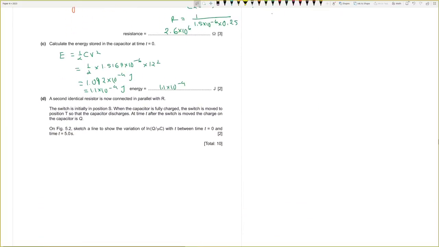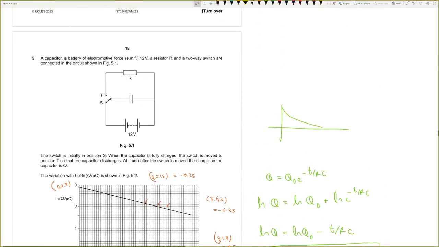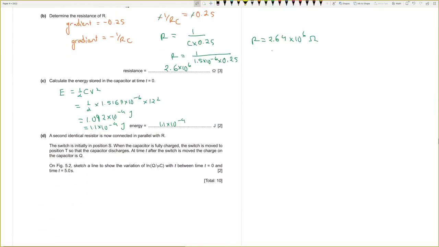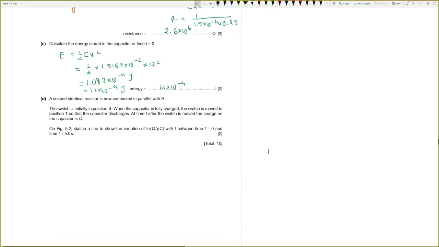A second identical resistor is now connected in parallel with R. Okay, so now we have another resistor which is connected in parallel with R. The switch is initially in position S. When the capacitor is fully charged, the switch is moved to position T so that the capacitor discharges. At time t after the switch is moved, the charge on the capacitor is Q. On figure 5.2, sketch a new line to show the variation of ln Q against t.